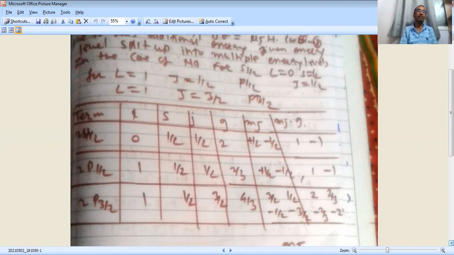Now what about the first row, 2S 1 half, L equal to 0, S equal to 1 half, J equal to 1 half. And by calculation, we have to calculate the value of the Lande g factor, which was discussed in the last period. For simplicity, take the values L equal to 0, S equal to 1 half and J equal to 1 half and put them in that formula of the Lande g factor, and the value of the Lande g factor calculated is 2.